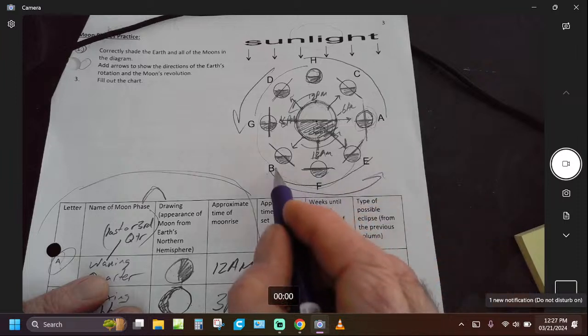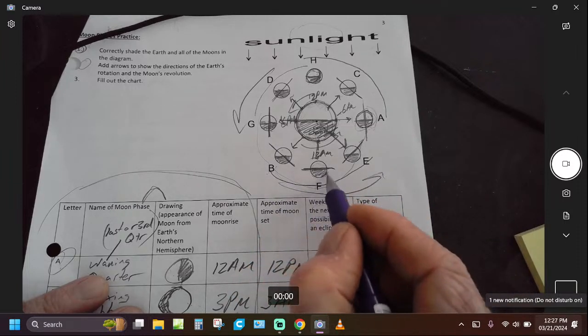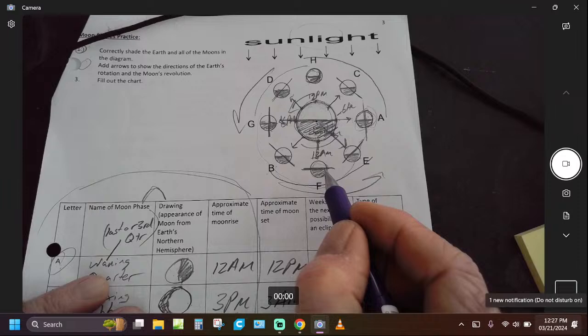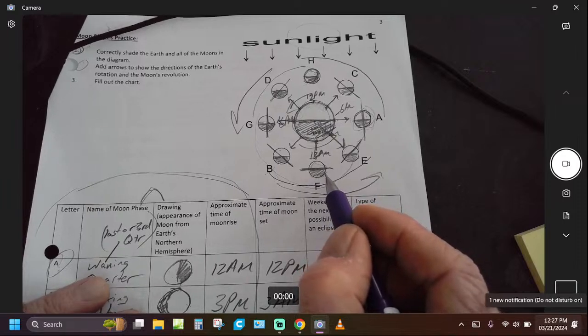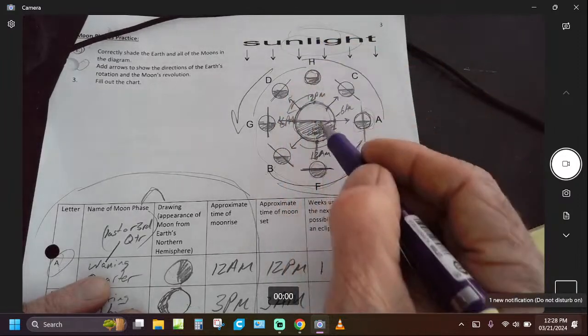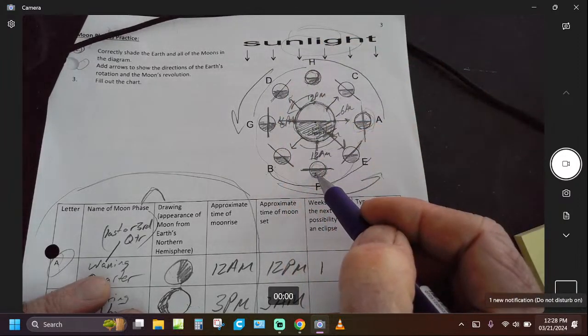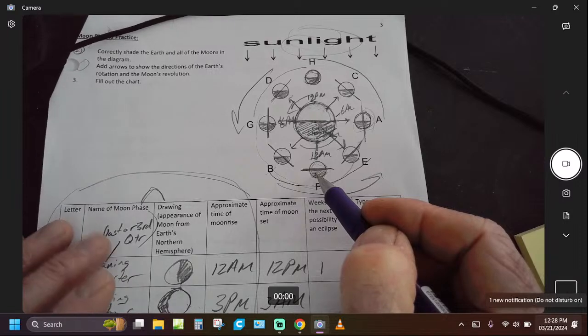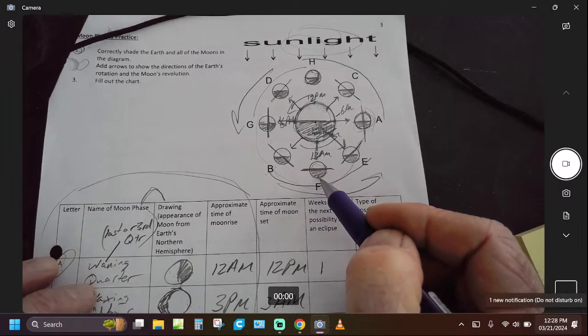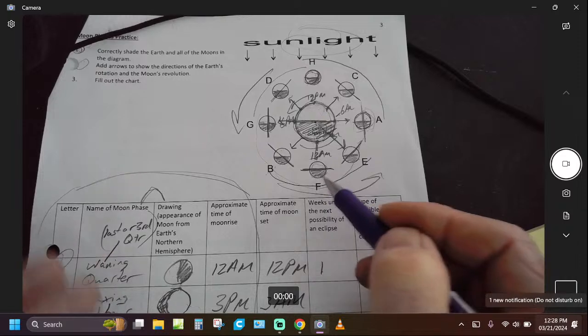Okay, we missed it. Well, yeah, F right here. So is this the kind of eclipse where we're in the shadow or the moon is in the shadow? Sun's over here, the Earth's here, the moon's there. Are we in the moon's shadow or is the moon in our shadow? Moon's in our shadow. So what kind of eclipse is that?